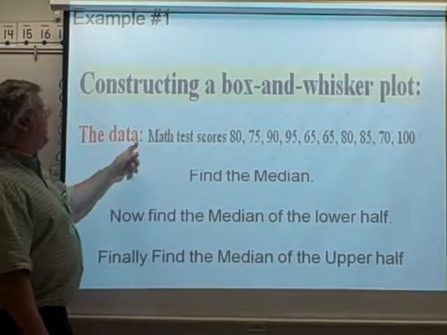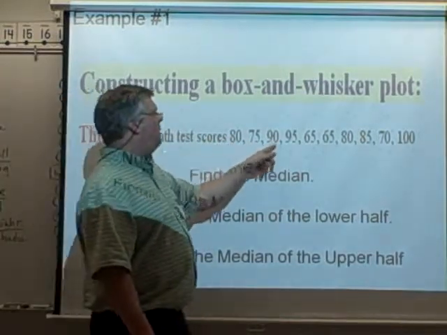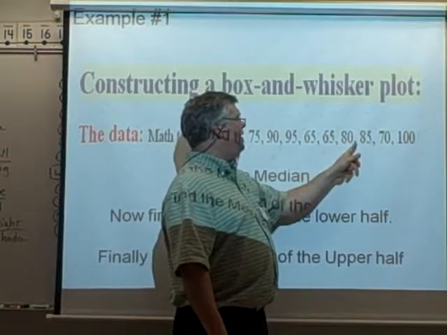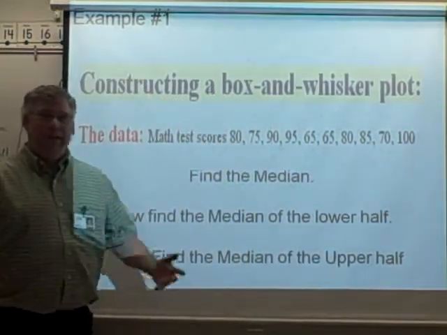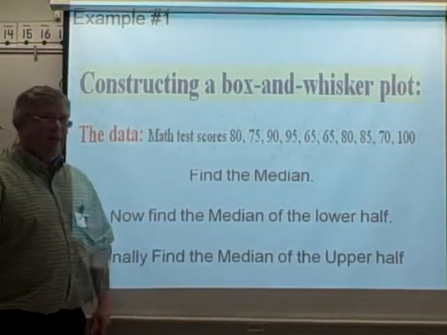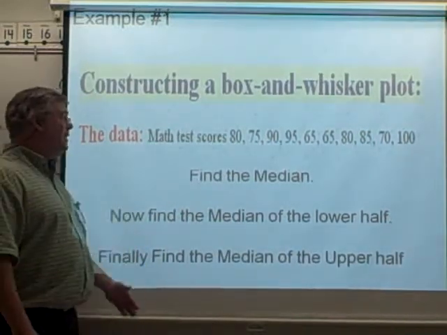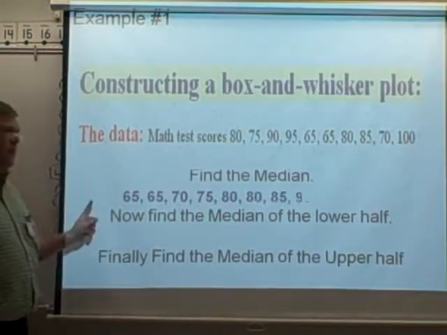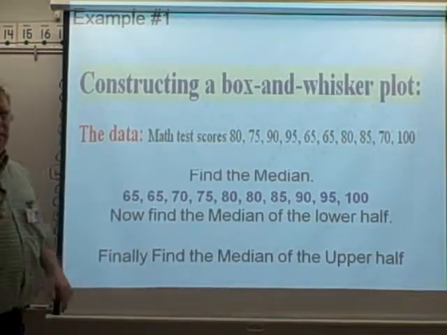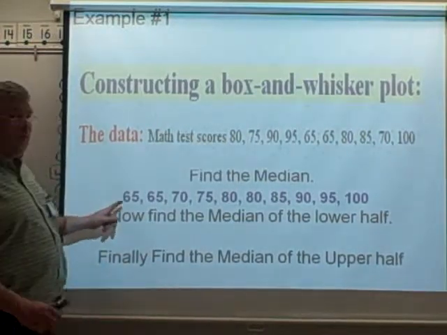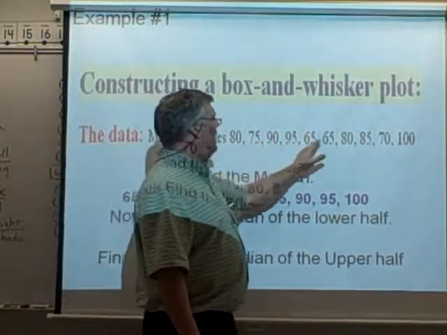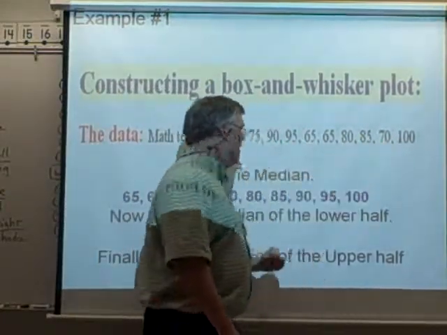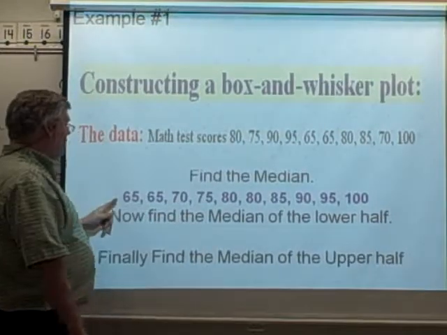All right, the data. Here we have some data. Math test scores. We have 80, 75, 90, 95, 65, 65, 80, 85, 70, and 100. First thing we need to do when creating a box and whisker plot is find the median. And the first thing to do to find the median is put the numbers in order from least to greatest. Now I find that after doing that, it helps to count the number of numbers. I have 1, 2, 3, 4, 5, 6, 7, 8, 9, 10. I should have 10 in my renumbered ones here.